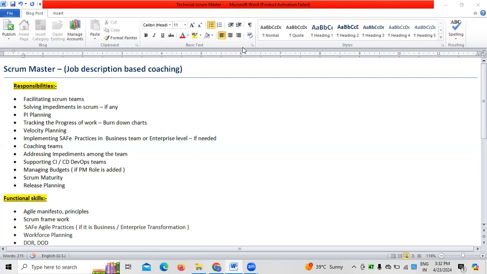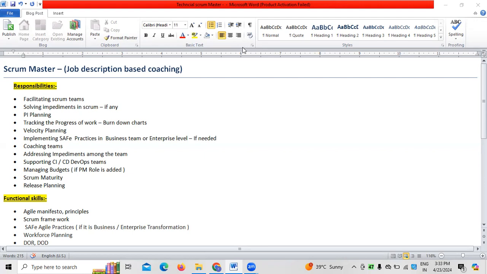Next, PI planning. This is also one of the core and important elements one has to follow. I have already made a video on PI planning and it was posted on my channel. All right, so I'll give the link in the description about that video as well. You can have a glance. So PI planning and the PI process is something essentially required for a Scrum Master here.